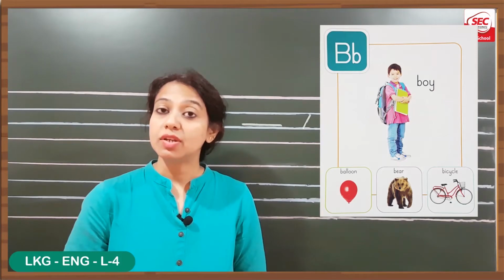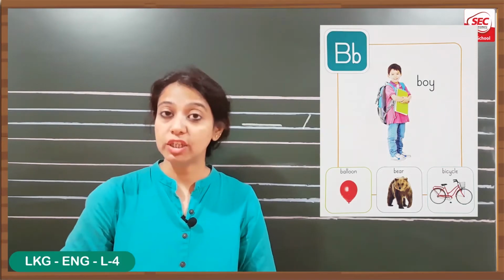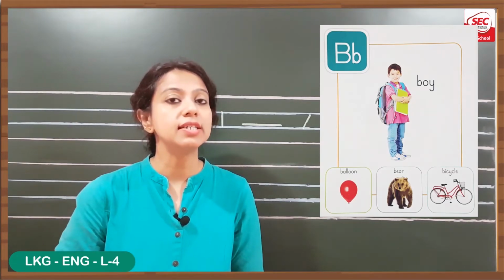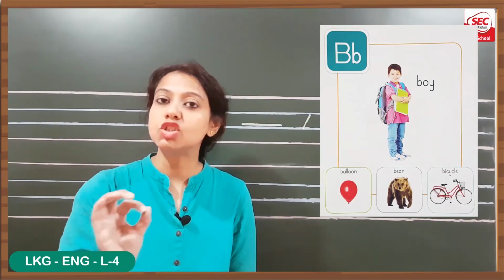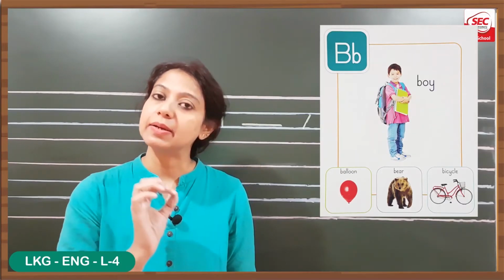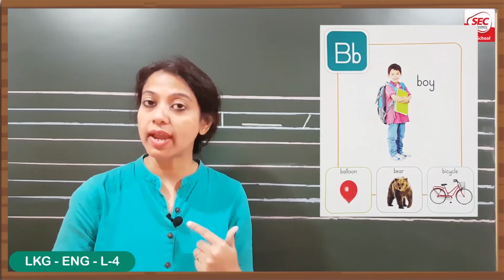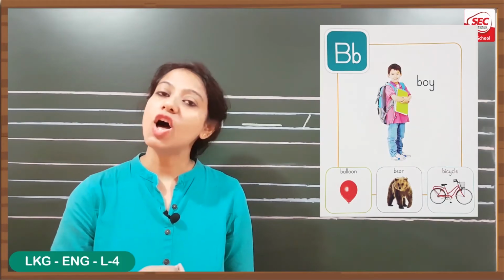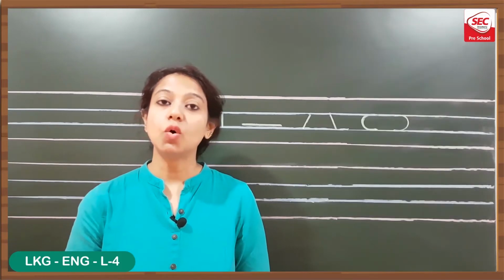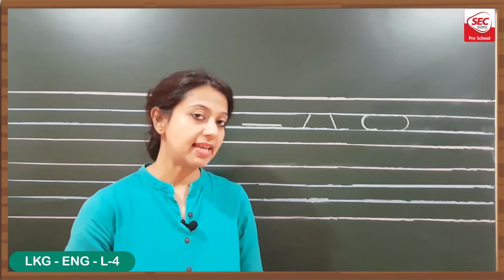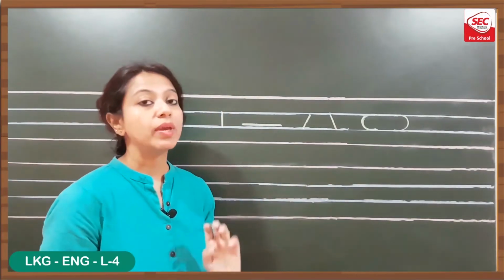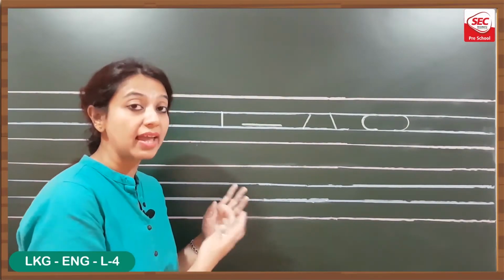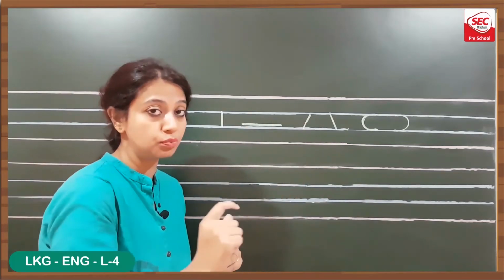So see, today we have learned 4 words. The starting letter of each of these words is letter B, as in B for boy, B for balloon, B for bear, and B for bicycle. Now let's go into the writing part. Here we have the 4 basic patterns, as I have taught you how to write these patterns in between these 2 blue lines.